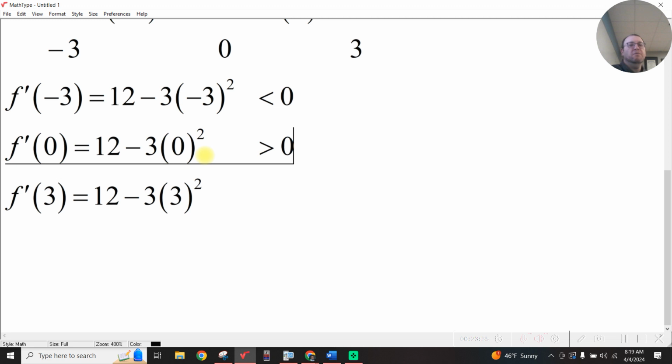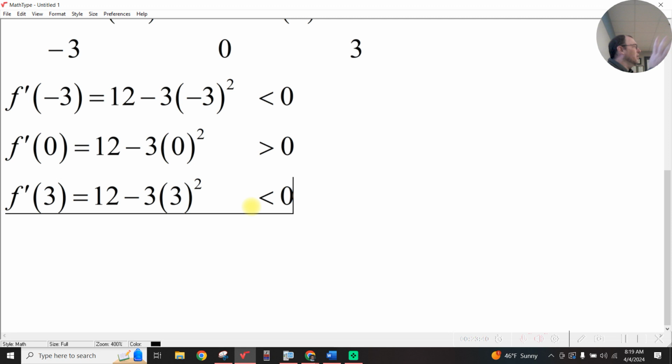Now, you still put those in your calculator. You can get the answer. But sometimes these are going to be really long, and all you care about is, are we getting a positive number or a negative number? So it's decreasing, increasing.